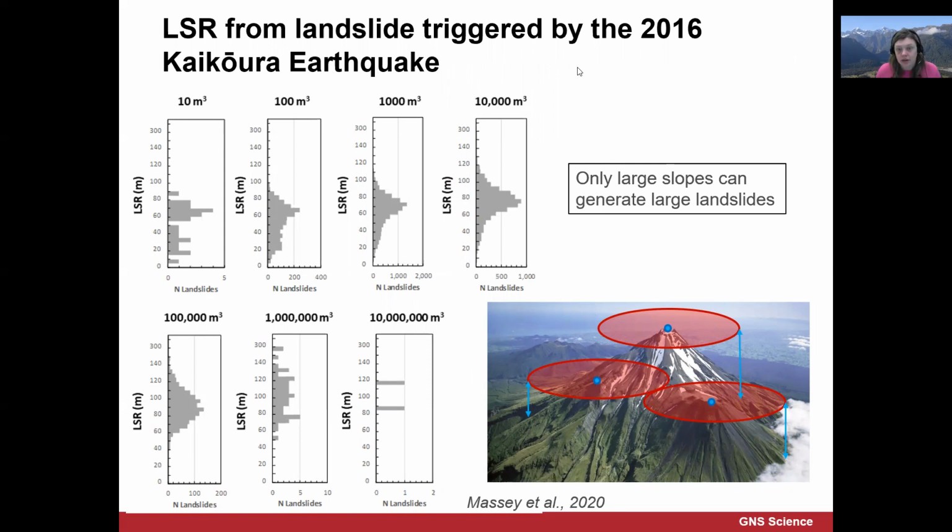And we use data from landslides triggered by the 2016 Kaikoura earthquake, as published in Massey et al. 2020. And basically what we wanted to do is say that only large slopes can generate large landslides. So how do we screen these slopes? So from the different landslide volumes from this data set, we could look at the local slope relief relationships, so that smaller landslides occur at smaller local slope reliefs, whereas larger landslides occur for bigger slopes. So we use this relationship for the different volume classes to screen our slopes.